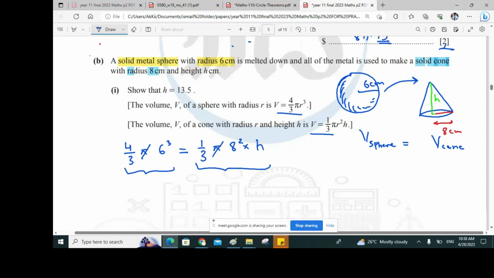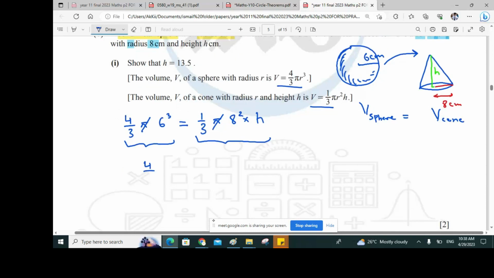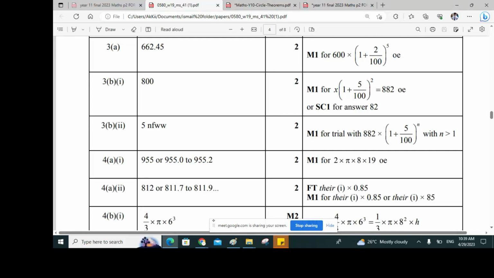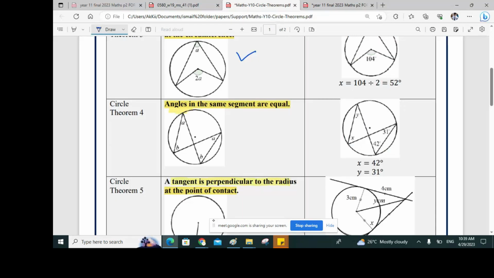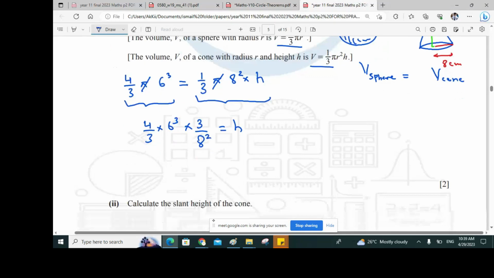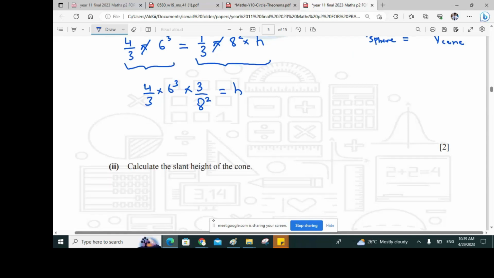So it will become like what? It will be 4 upon 3 multiplied by 6 cube multiplied by 3 will go up, and 8 square will come down. So this will be your answer, right? So solve it and check. It is 13.5. So let me check its answer. It's 13.5. Yes.